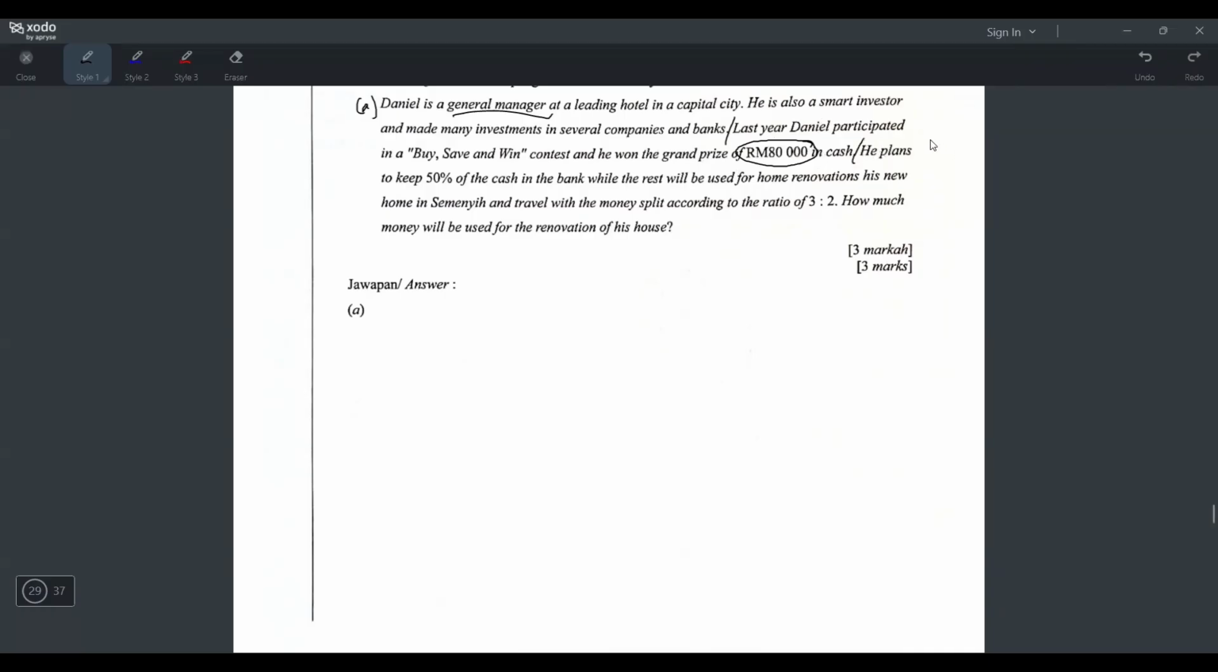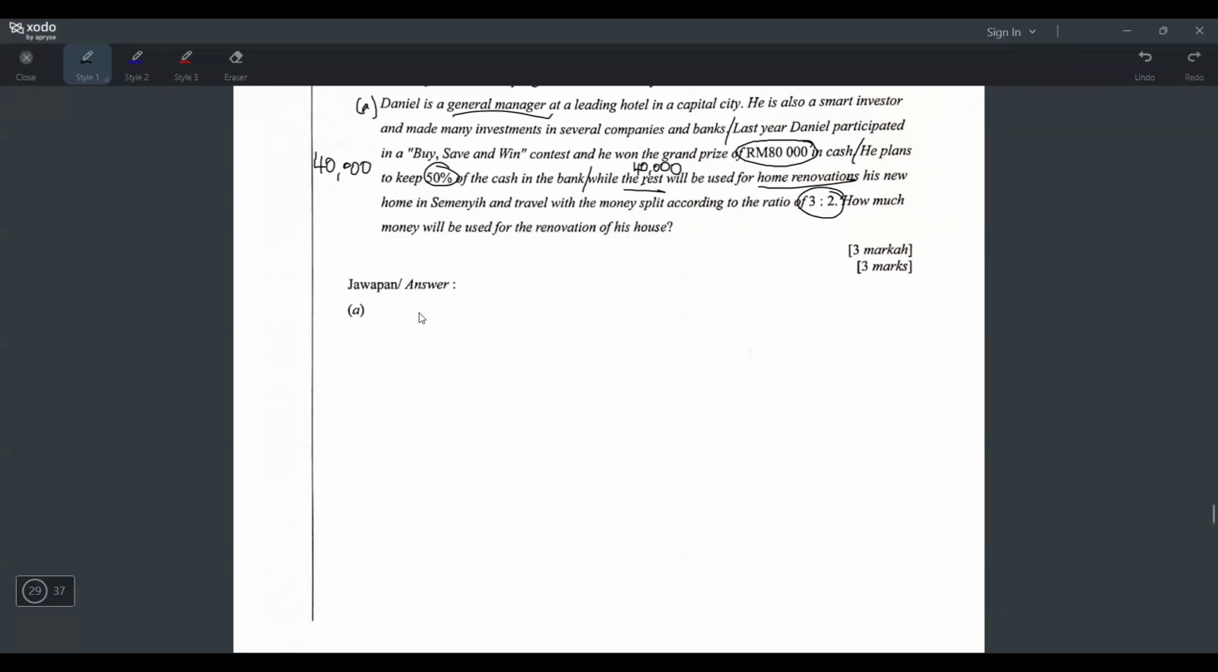Okay, now what else? He plans to keep 50%, which is 40,000, because 50% is like half of the amount, right? So 40,000 you want to save, right? Keep in bank means you want to save. So he saved 40,000, and then what about the rest? The rest is 40,000, because half, 40,000, is saved already, and the remaining half, 40,000, will be used for home renovation and travel in his new home in Semenyih, with the money split according to the ratio 3:2. How much money will be used for the renovation of his house?